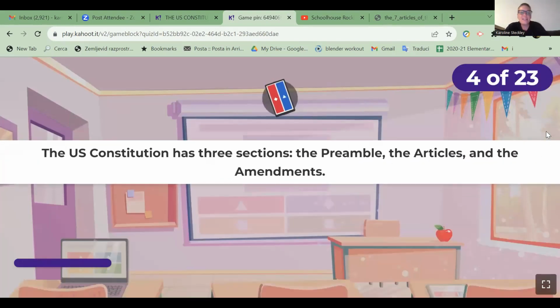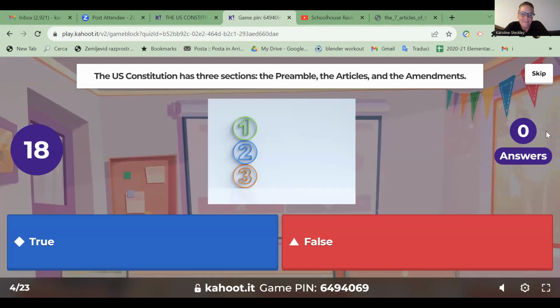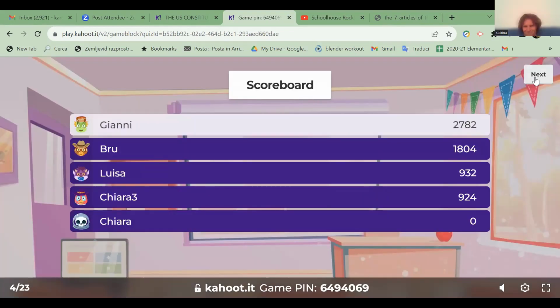True or false? The U.S. Constitution has 3 sections: the preamble, the articles, and the amendments. That's right. You were listening. Good for you.